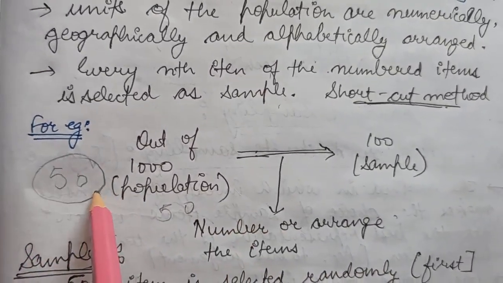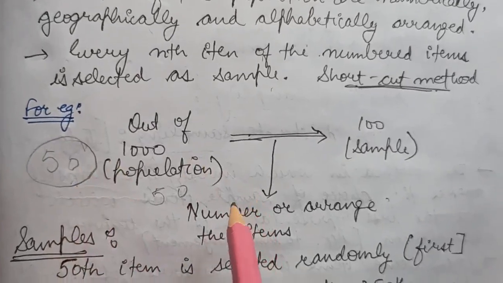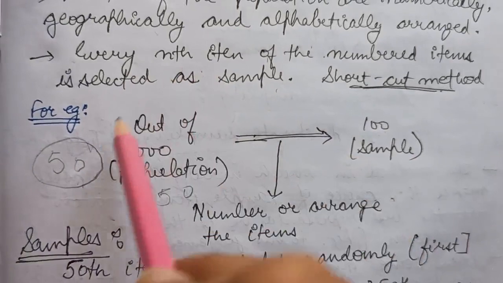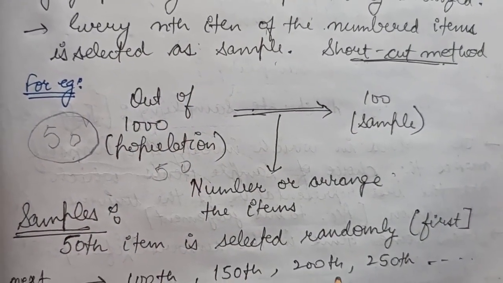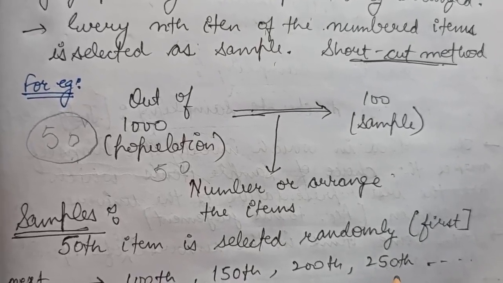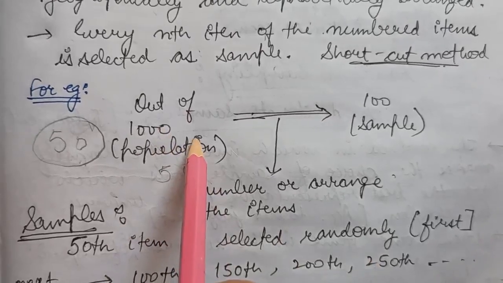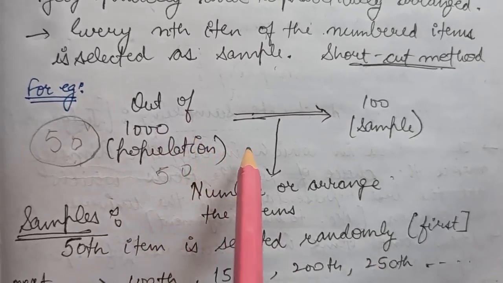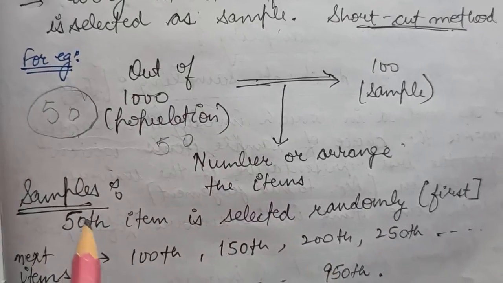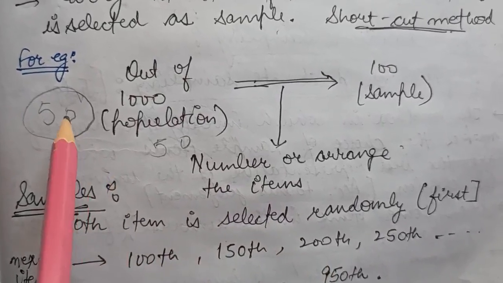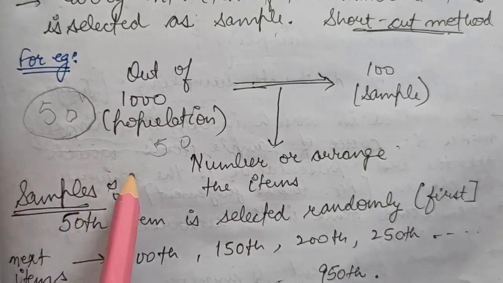Now after that, when I have randomly selected this item, my further items will be based on the nth item, that is, the next item will be the 100th item, then 150th, then 200th, then 250th item. Like this the samples are selected from the given population according to our purpose of study. Firstly we will randomly select a given item. After that, further selection will be based on the serial number, that is the 50th item, then I will select the 100th, then 150th.